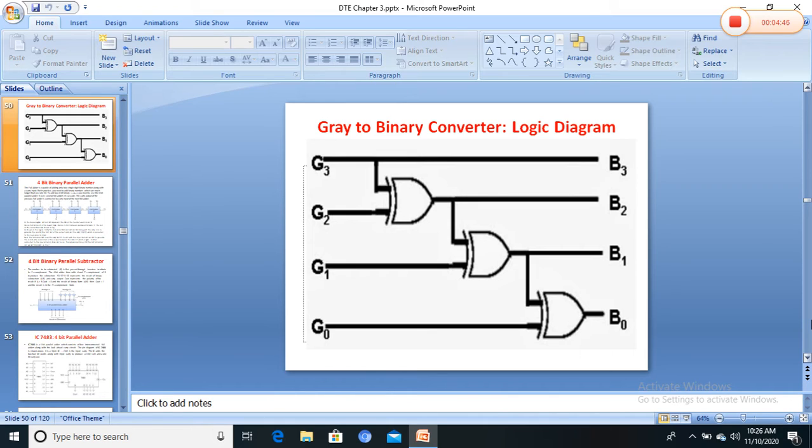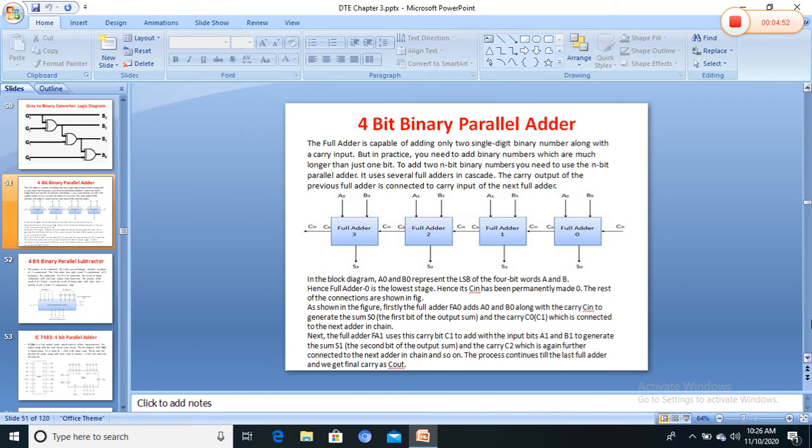Next is the 4-bit parallel adder. This is a full 4-bit adder that adds 4-bit binary numbers. A full adder is capable of adding only two single-digit binary numbers along with a carry input. In practice, we need to use a 4-bit parallel adder.